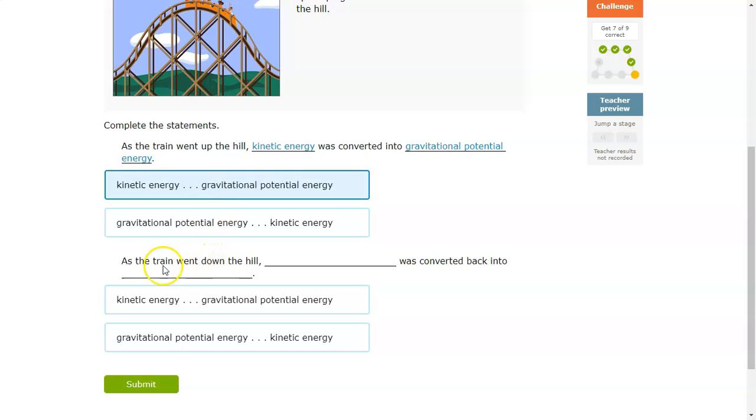All right, moving on to the next one. As the train went down the hill, this would probably be the opposite of the first one. So the potential energy was then converted back into kinetic energy because now you're moving down real fast.